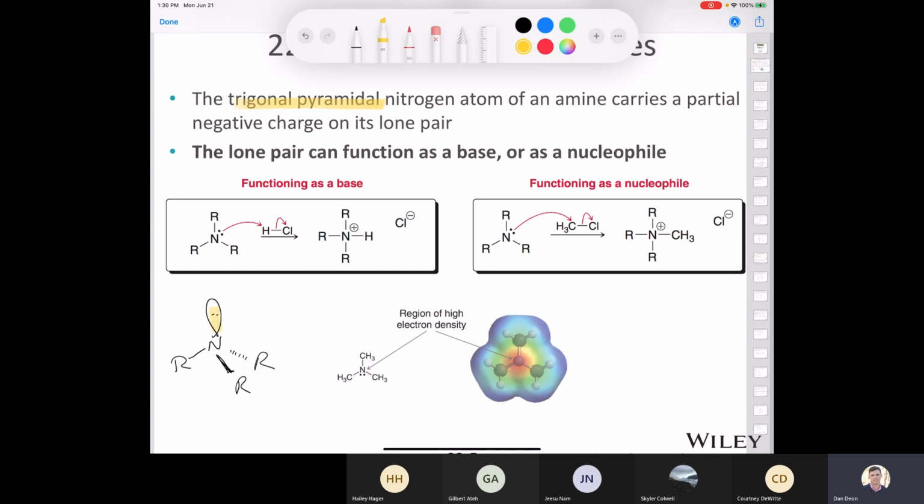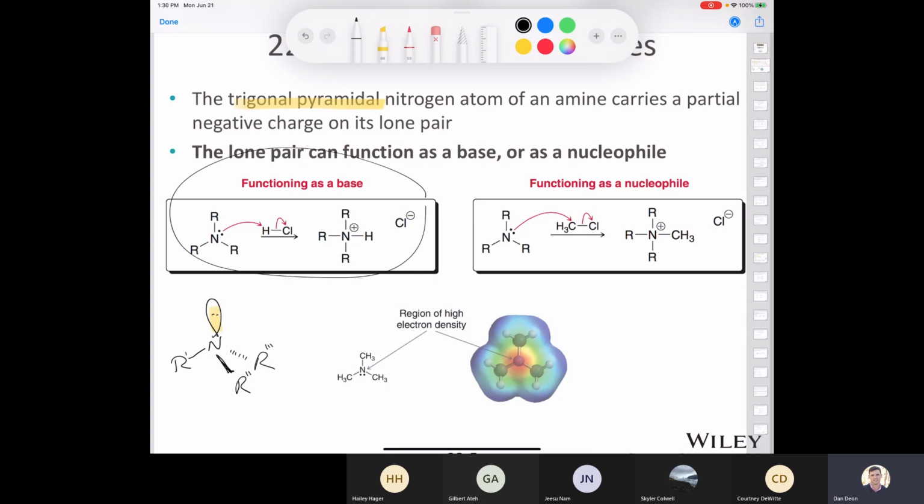It's attached to a lone pair, it's attached to an R group, another R group, and another R group that could all be different. But anyhow, we'll talk about that more later on. But we know that the nitrogen has sort of a partial negative charge, right? Because nitrogen is an electronegative element to some degree, and it pulls electron density in towards itself, and therefore the lone pair on the nitrogen of an amine can function as a base or a nucleophile.